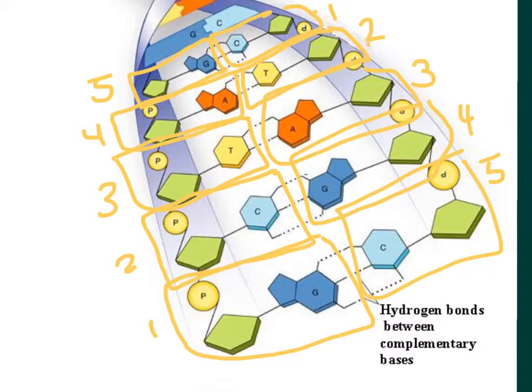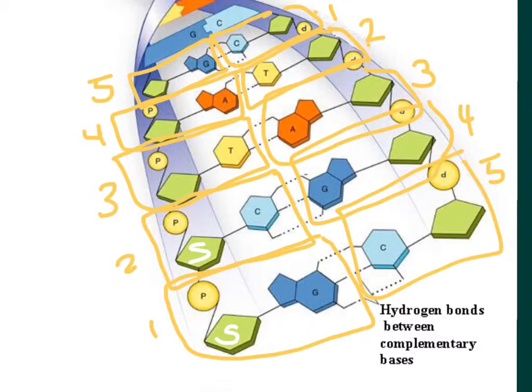The sugar here is deoxyribose. That's where we get our name DNA from. D is for deoxyribonucleic acid. The phosphates here have a P inside the phosphate. So sugar, phosphate, nitrogen base.